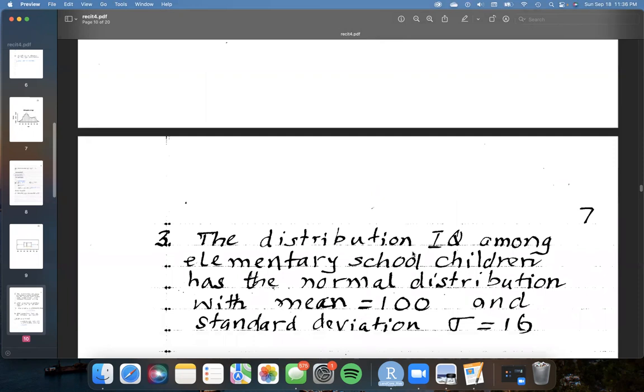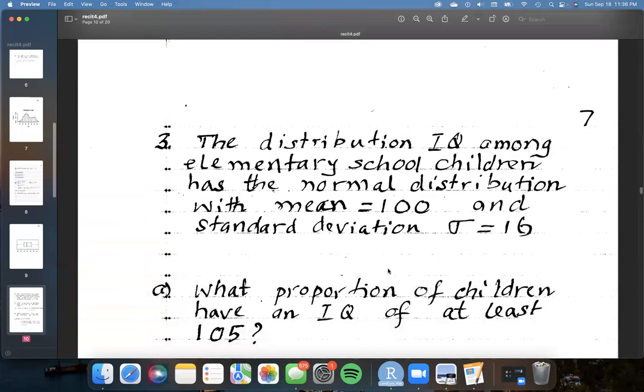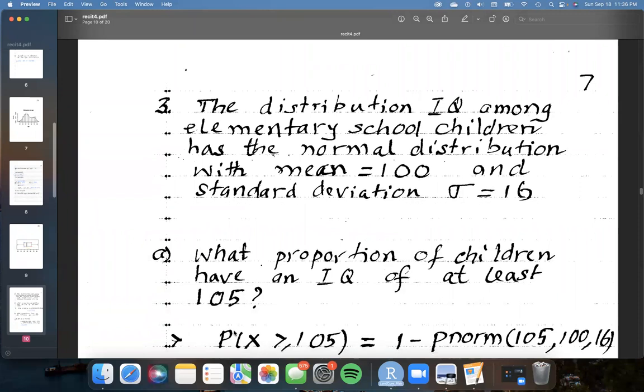Question 3. The distribution of IQ among elementary school children has the normal distribution with mean 100 and standard deviation of 16. So we're going to hold on to this information for the next few tasks. So part A, what proportion of children have an IQ of at least 105? So the probability of X greater than or equal to 105.